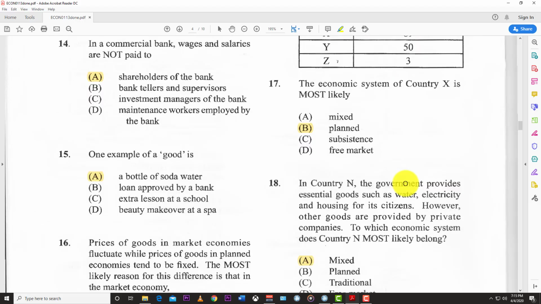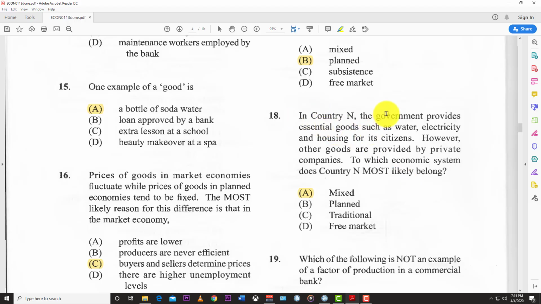All right. Number 18, in country N, the government provides essential goods such as water, electricity, and housing for citizens. However, other goods are provided by private companies. To which economic system does country N most likely belong? And the best answer is A, because in the mixed economy, you have both government and the private sector. The planned is only government. Traditional is hand-down, subsistence. Free market is just the market, supply and demand.